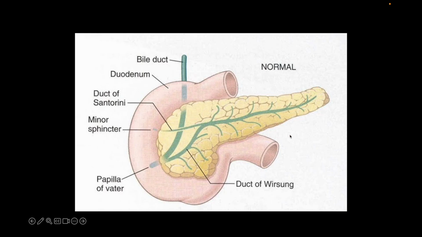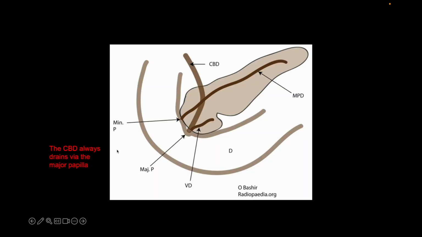And yeah, don't get tricked by any variants. This always drains via that. The variant to be aware of is pancreas divisum. This is where the ventral duct or duct of Wirsung only drains the head, and actually the main pancreatic duct drains via the duct of Santorini into the minor papilla. Remember, CBD always drains via the major papilla.